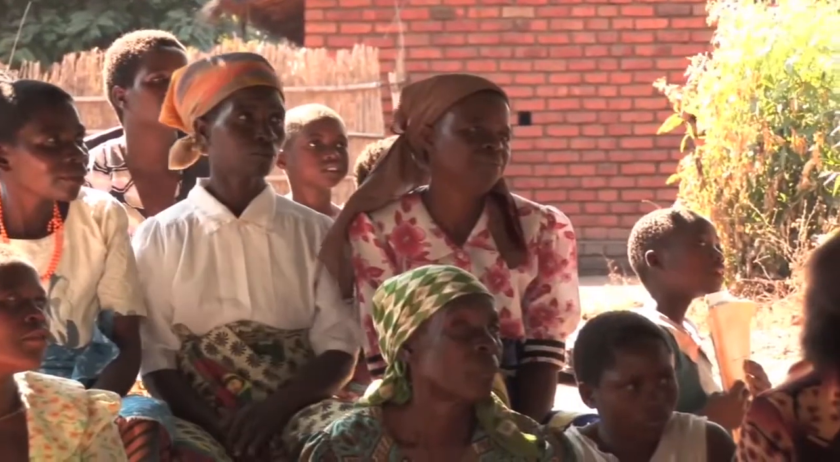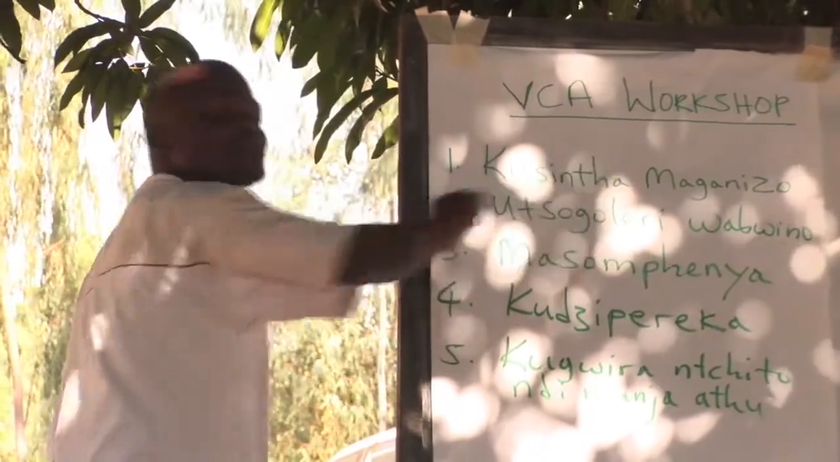Under phase 1, which is the community mobilization phase, we conduct vision, commitment, and action village workshops. The whole purpose of the VCA workshop is to instill the 5 principles of ending hunger and poverty in the community. These 5 principles are change of mindset, good leadership, vision, commitment, and action.